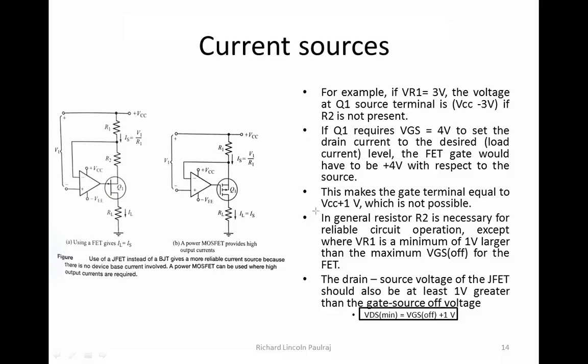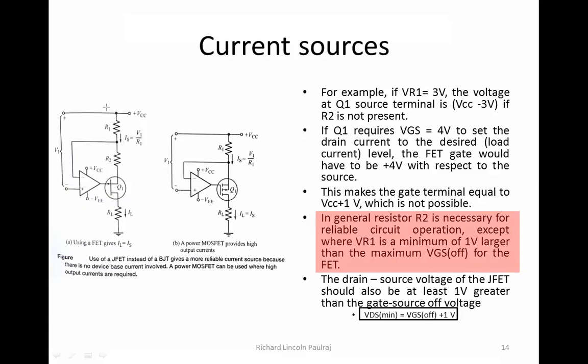So what do you understand by this reliable circuit operation? Again, we are looking at VGS off. So R2 is necessary for reliable operation, except where VR1, the voltage across resistor R1, is a minimum of 1 volt larger than VGS.